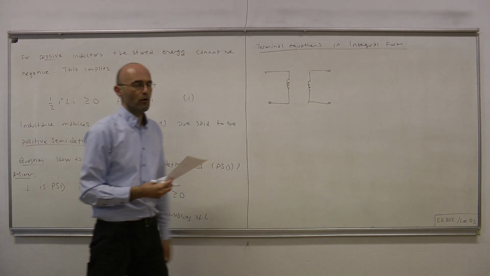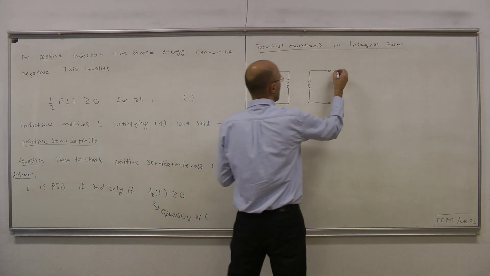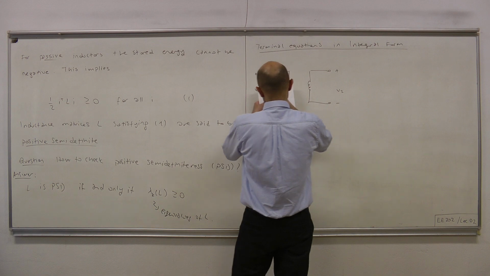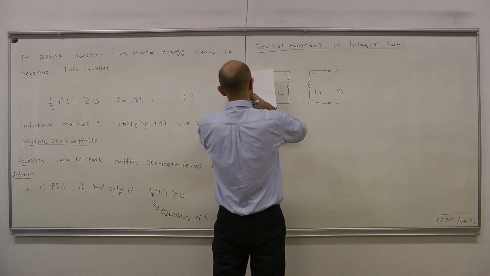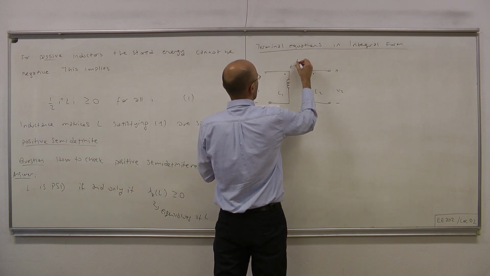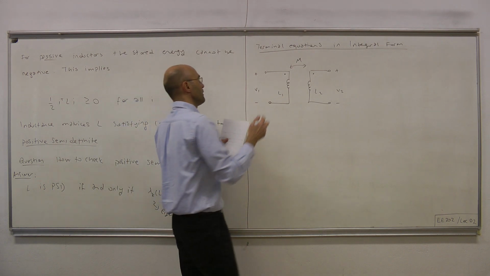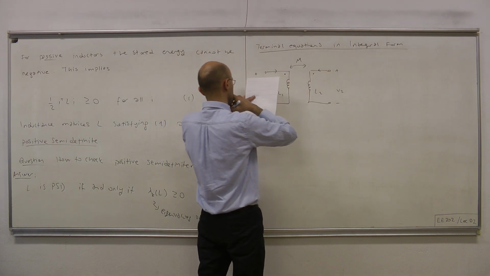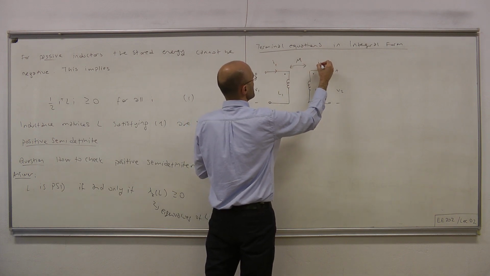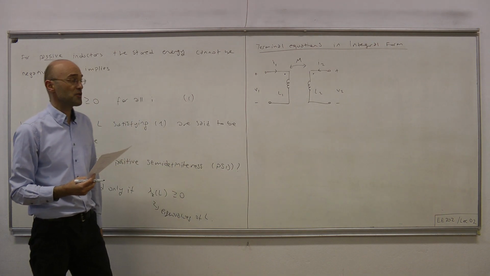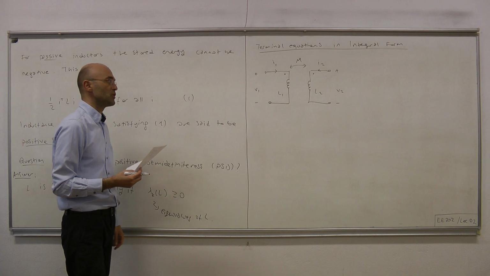Okay. So suppose that we're dealing with this coupled pair of inductors, plus minus V1, plus minus V2, L1, L2. Now the voltage is only dependent on the rate of change of currents. Okay, this is I1 and this is I2. Whereas the currents will depend on voltages, but not only on voltage, but also on the initial currents.